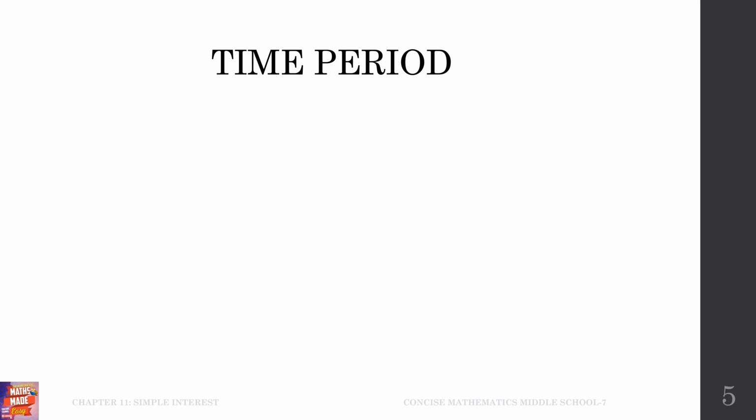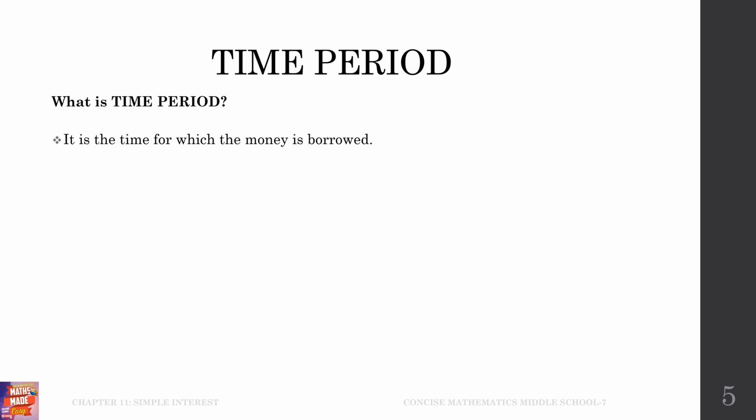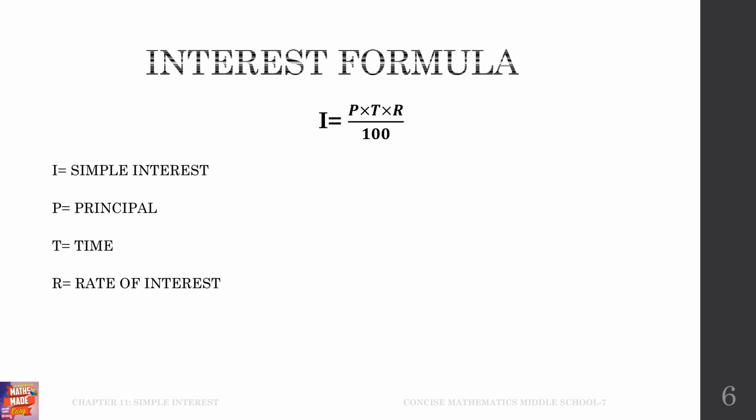Time period. They will give a particular time for returning the money, right? So that time is called the time period. Whatever time they are giving, it is represented with T. So this is the formula, children. Interest formula: I is equal to PTR by 100, where I is the interest, P is the principal, T is the time, and R is the rate of interest.